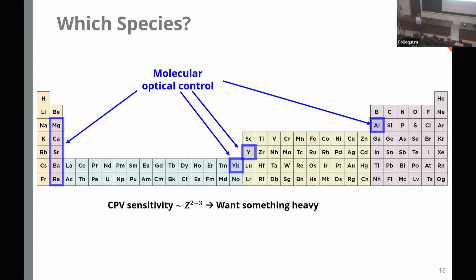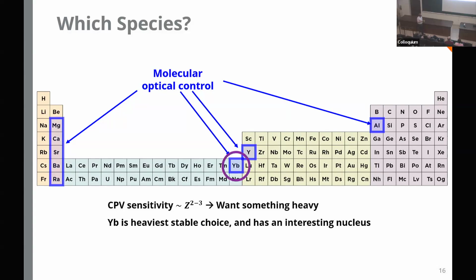The types of atoms that give you this type of structure are shown here. If you want to do an EDM or a CP violation search, you want something very heavy, so you want to go as far down as you can. So ytterbium is a good choice. It's the heaviest stable atom that makes these types of molecules. It also has a fairly interesting nucleus, which is something I'll return to later. Radium is even heavier, but it's radioactive. So it's maybe not a good choice for a first experiment, but I'll say more about that later.